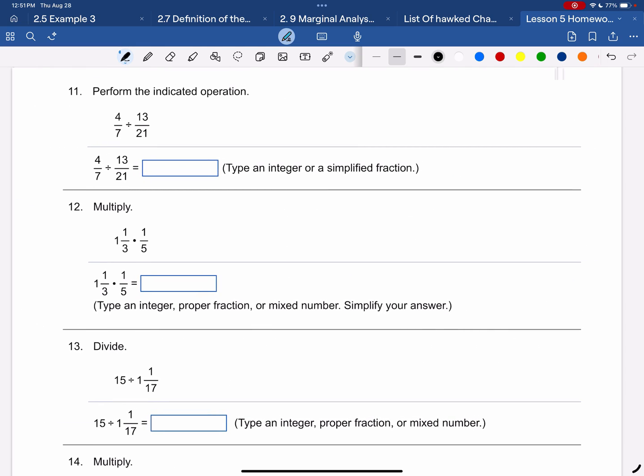Number 11, 4/7 divided by 13 over 21. Change to times, flip the second fraction. I see a 7 and a 21. 7 into 21 goes 3 times. Now I've got 4 times 3 on the top and 1 times 13 on the bottom. My answer is 12 13ths.